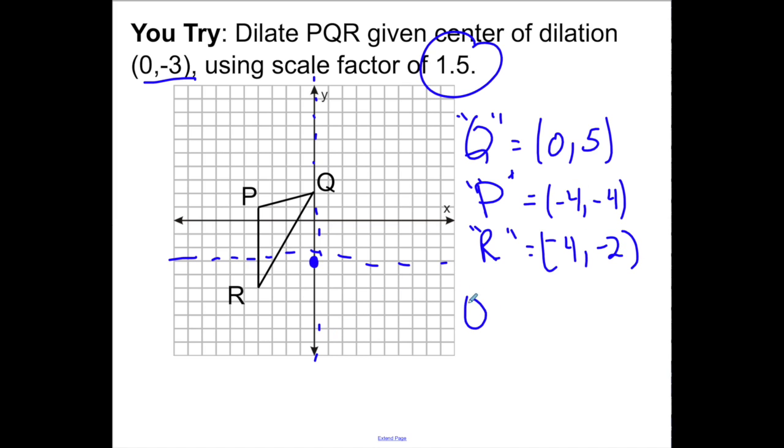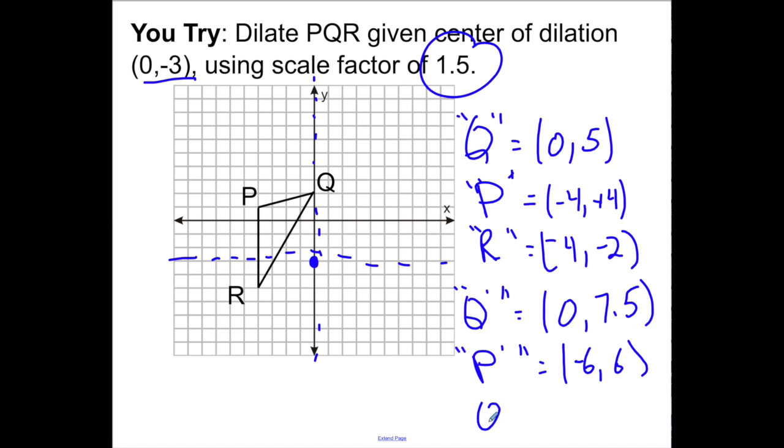So now to get our primes, supposedly Q prime, well, 1.5 times 0, 1.5 times 5. Okay, P prime in quotes would be, well, remember P would be above, so it's -4, +4. So 1.5 times -4 is -6. 1.5 times 4 is 6. And then finally, R prime supposedly is -4 times 1.5, -2 times 1.5.